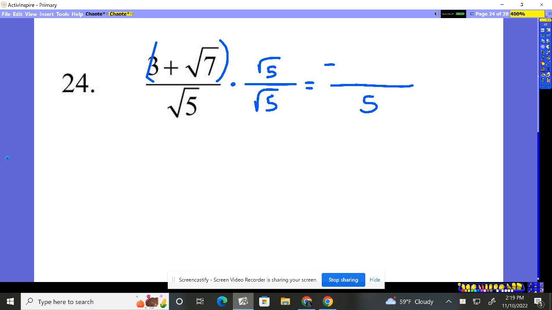So 3 times root 5 is 3 root 5, and then the root 5 times the 7 will be plus root 35, and there's nothing there because 35 is just a 5 times 7. There's no pairs. So that's as far as I can go. And there's my answer simplified.